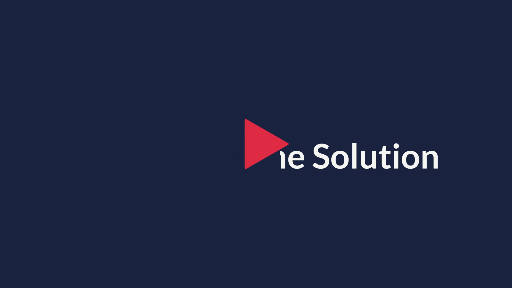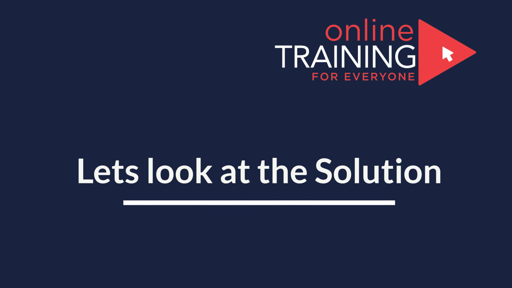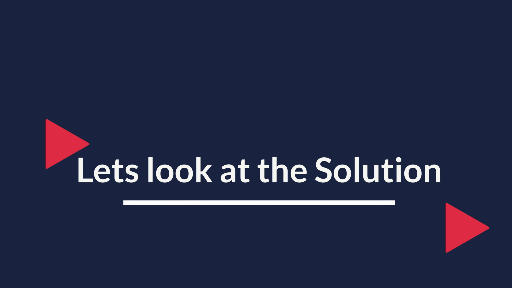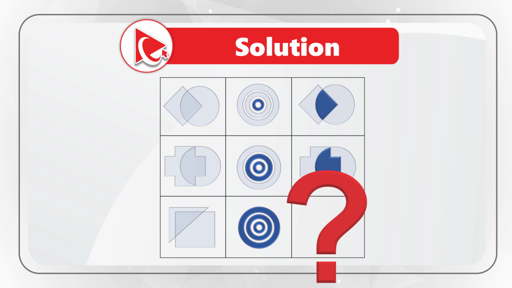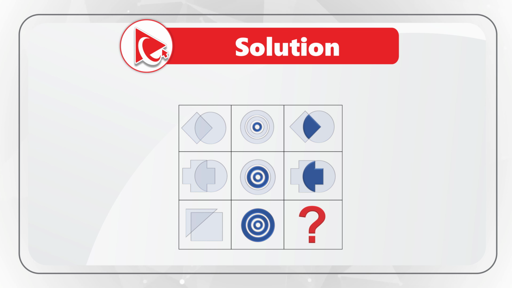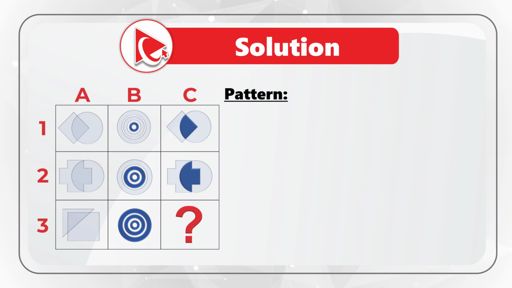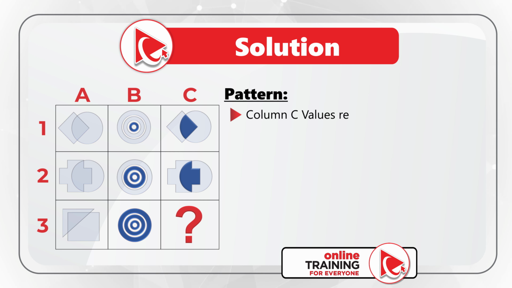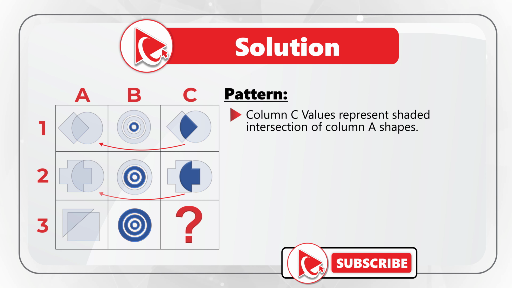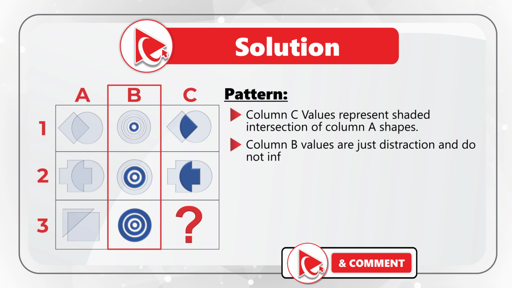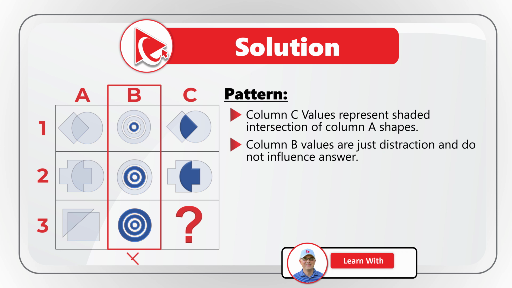Are you ready? Because I am moving forward to share with you my version. And obviously, if you have a better way to solve it, please make sure to post in comments. Let me first add some references to the matrix. We will name columns A, B, and C, and we will name rows 1, 2, and 3. And you probably noticed here, but column C values represent shaded intersection of column A shapes. And considering this, column B values are just a distraction and do not influence the answer in any way.